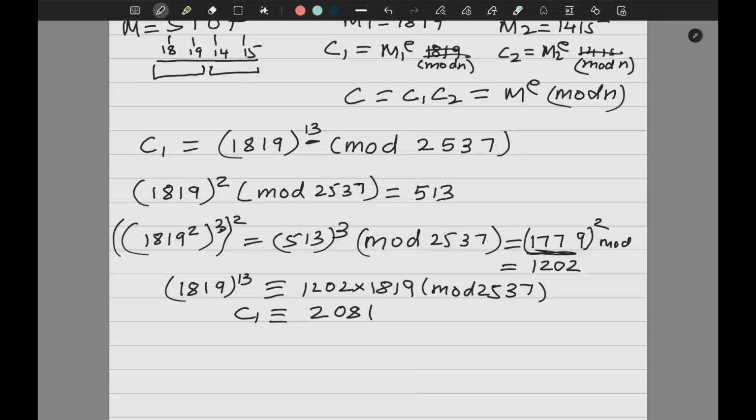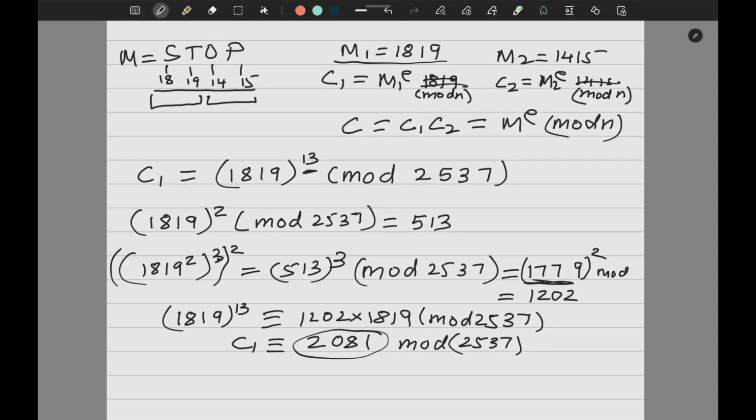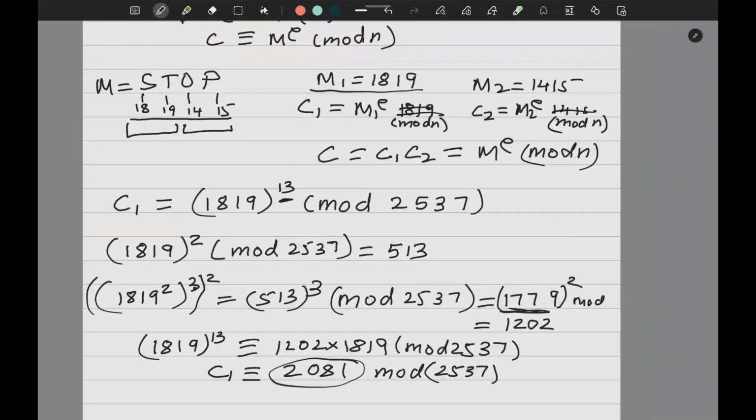Right? So I got this as mod 2537, right? So my C1 value is 2081. I hope everyone understood the calculation, right? Now, this is one part of the question I have done. I have solved only for M1. Now I need to solve for M2. So now let's move to the next page.